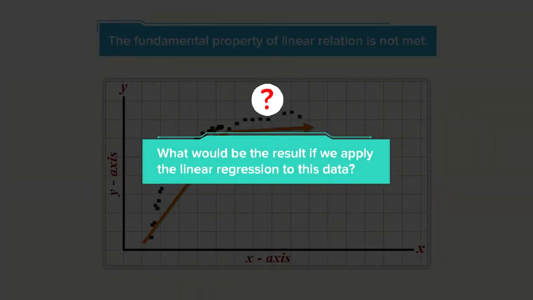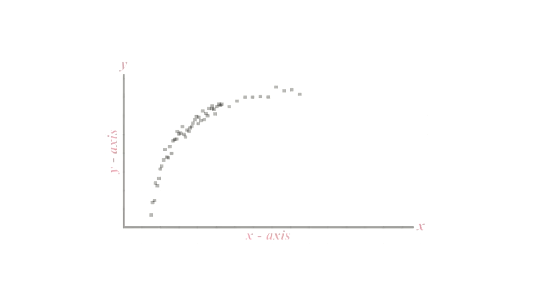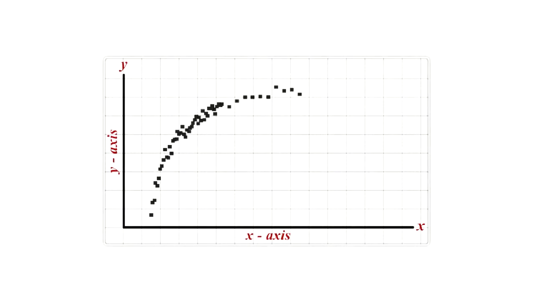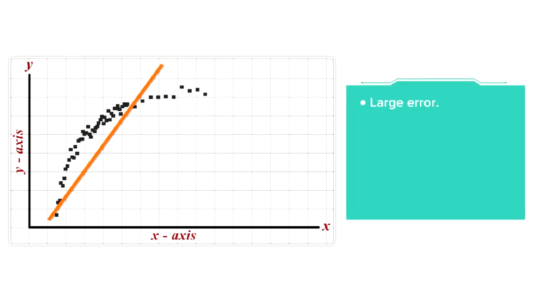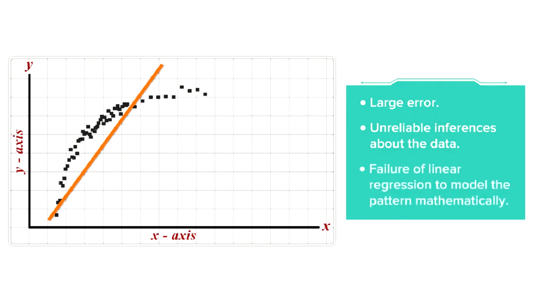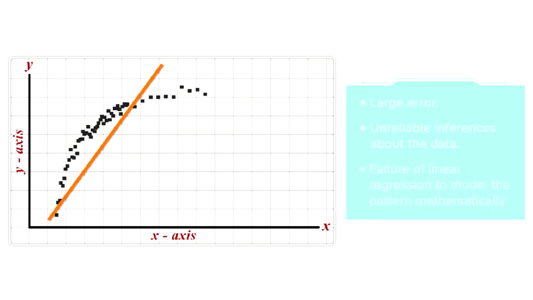Now, what do you think would be the result if we apply linear regression to this data? Let's do that and find out. A regression line on this data would look something like what is shown on the screen. We can clearly see that generalizing this data with a straight line is not the best idea because it will not only generate large error, but the inferences about the data that we extract will not be reliable as linear regression will fail to model the pattern mathematically.